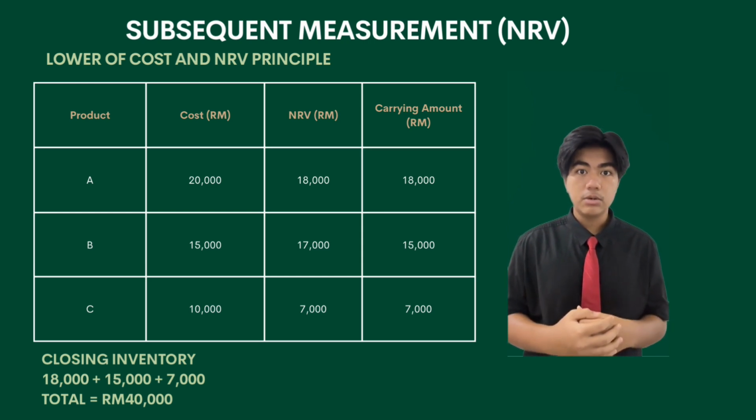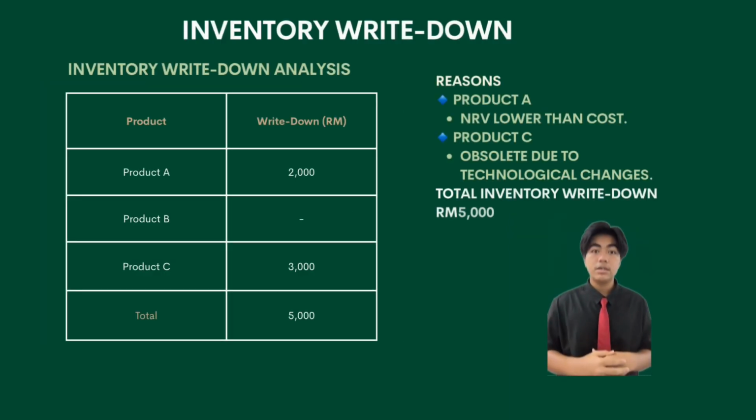After applying the lower of cost or NRV principle, the closing inventory is RM40,000. The total inventory write-down recognized during the year is RM5,000. This adjustment is important because it prevents the overstatement of both inventory and profits. That's all from me. Thank you.